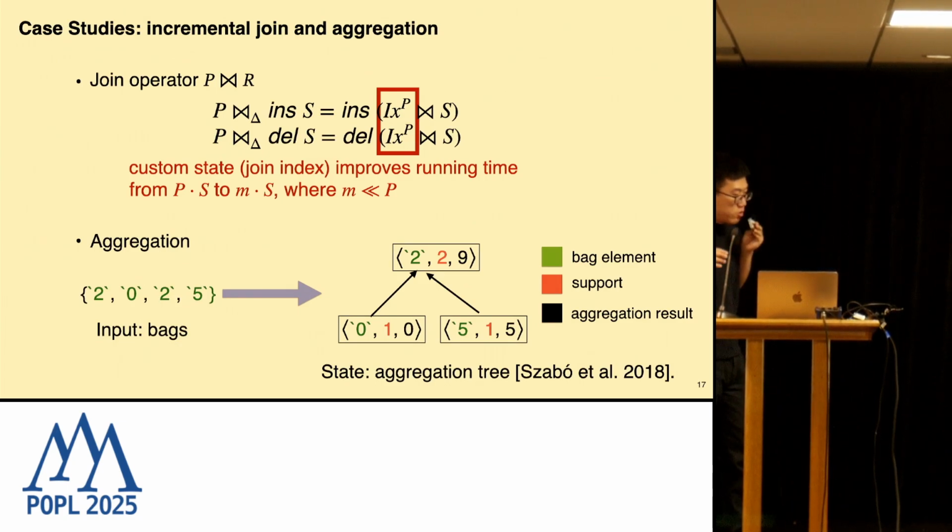We also did some case studies. We successfully used the stateful differential operators signature to model two very efficient, existing incremental differential operators. For example, the join operator can be incrementalized very efficiently via the join index, which is widely used in current database implementations. Another example is incremental aggregation, where we use the aggregation tree to maintain the state. Incremental aggregation is widely used in the implementation of incremental Datalog solvers.